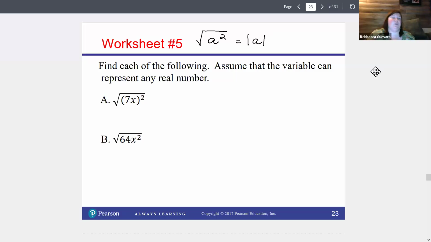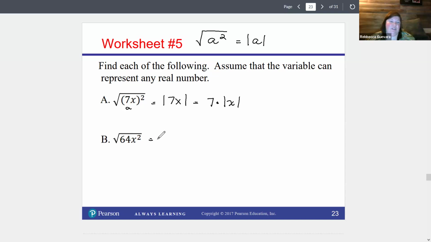So we have the square root of, in parentheses, x plus 3 squared. So all of this in here is my a. So I will have the absolute value of x plus 3. For the square root of 49x squared, since I can't guarantee x is negative or positive, we can leave it like this, or since 7 is already positive, we'd say 7 times the absolute value of x.